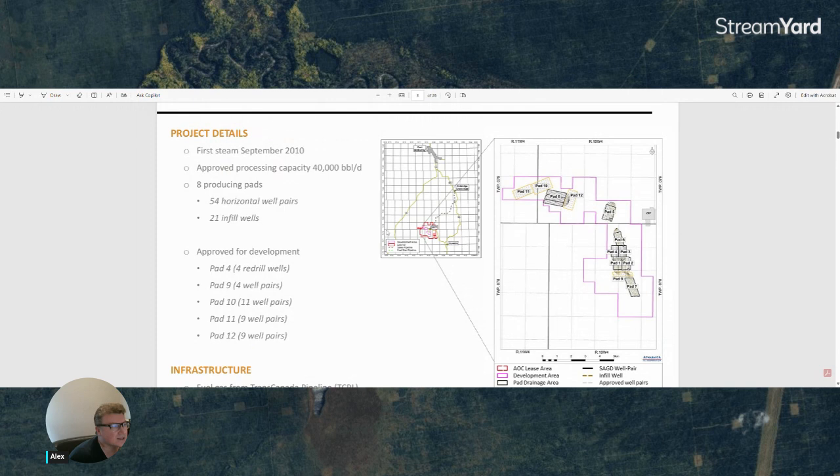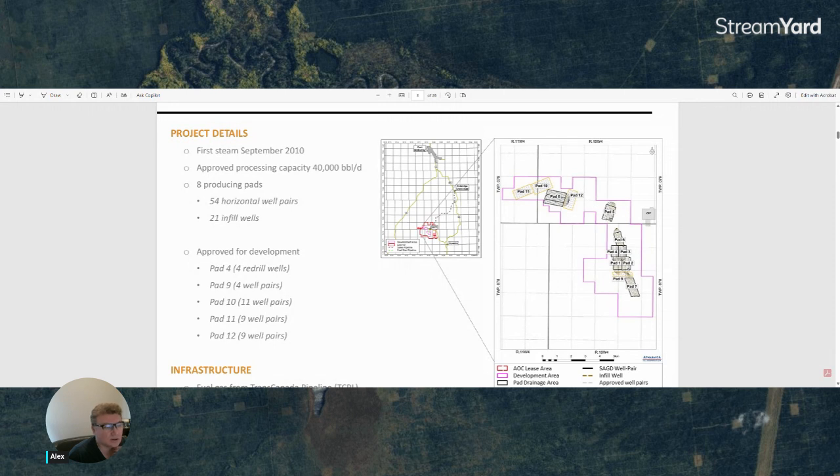So this asset is growing to 40,000 barrels a day, and current production in this asset is 26,000 barrels a day. And it has basically capacity now to produce 28,000 barrels per day. And that's again a function of this central process facility, ability to handle the liquids and inject steam. So you can see it has 8 producing pads, 54 horizontal well pairs, and 21 infill wells.